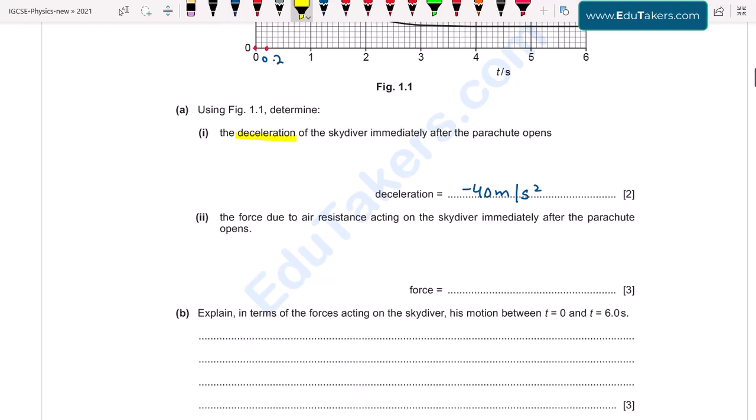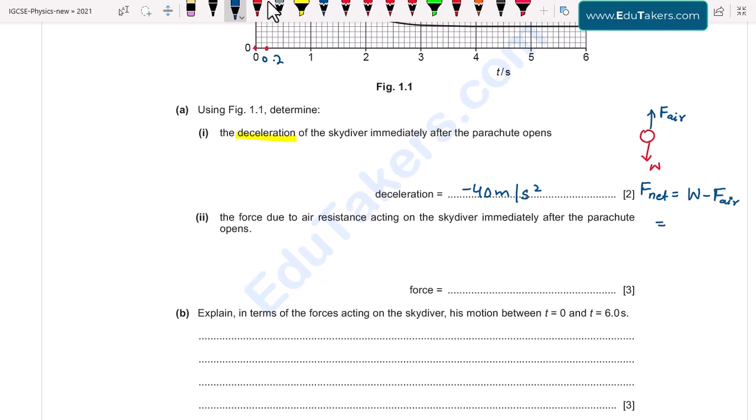Part 2. The force due to air resistance acting on the skydiver immediately after the parachute opens. Here we have to calculate the force. I consider that it's a skydiver and his weight is acting in the downward direction, but there is also a force acting in the upward direction, and it is due to the air resistance. As the skydiver is moving in the downward direction, his speed is changing in the downward direction. So when I have to calculate the net force, I write W minus F air, because weight is in the direction where speed changes.